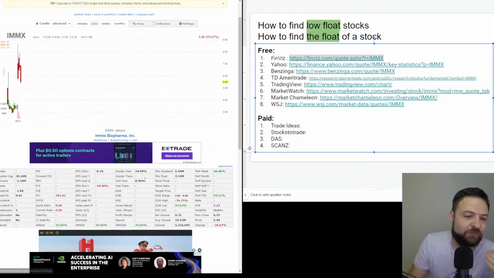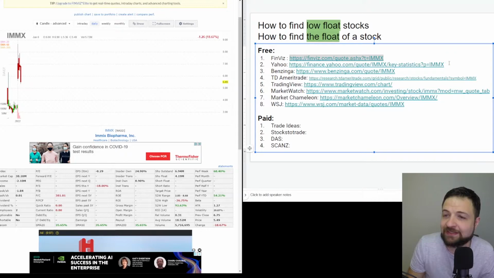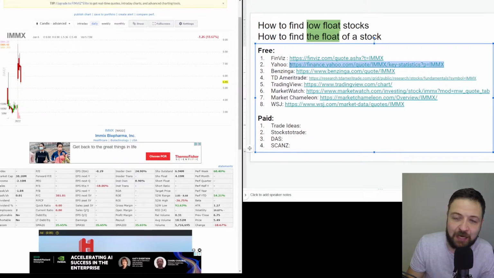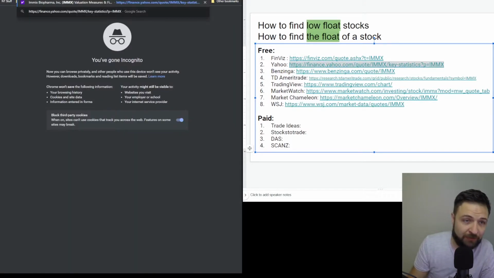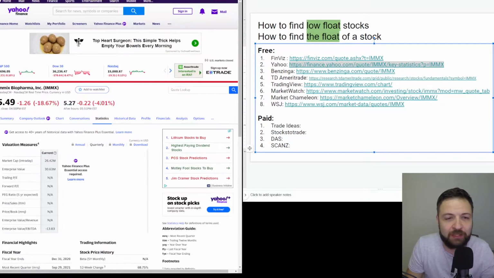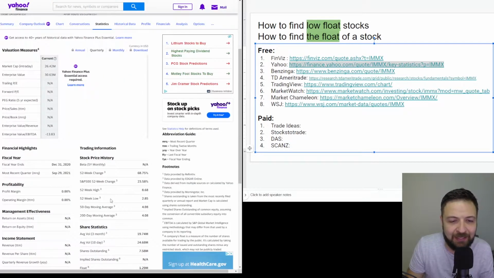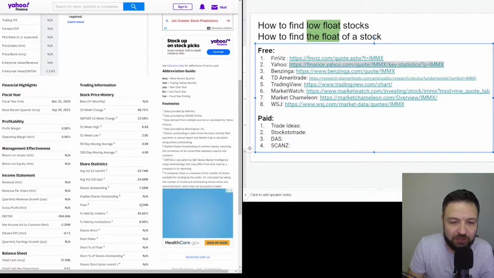So Finviz, free, very easy. Punch it in the URL. You don't have to sign up for anything. There you go. You got the float. The second option is Yahoo Finance. Yahoo Finance, pretty popular site too. Everybody's pretty much familiar with it. Whenever you get to Yahoo Finance and search for a ticker, go to the Statistics tab here, the Statistics link, and then scroll down and look at the float.